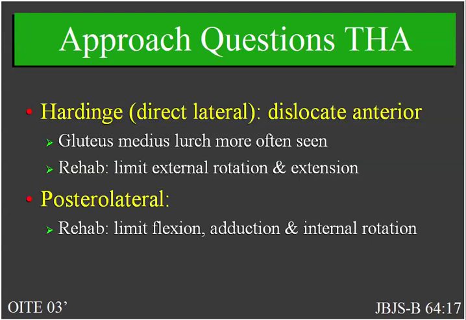Approach questions: Harding approach, direct lateral approach. You come straight lateral, but you release part of the abductor sleeve anteriorly, and you dislocate the hip anteriorly. Once you approach through that gluteus medius muscle and you have scar tissue, you can result in some dysfunction and scarring, and you see more limps in this approach. You've got to limit your external rotation and extension because when you dislocate anteriorly, this is where you do your releases. So a patient that turns out in bed, that's going to dislocate anteriorly.